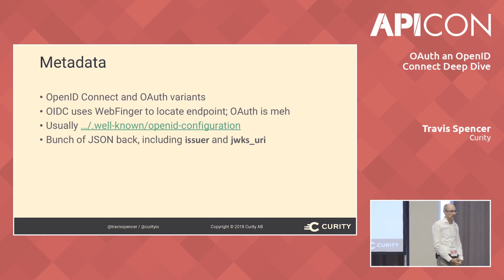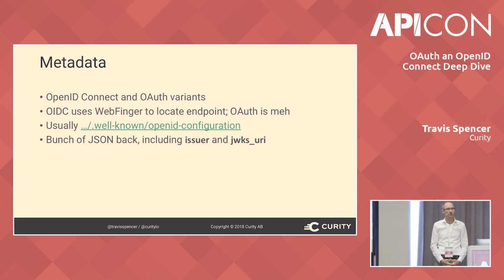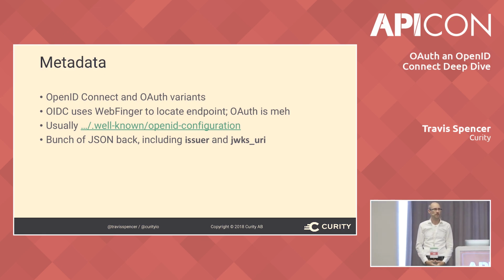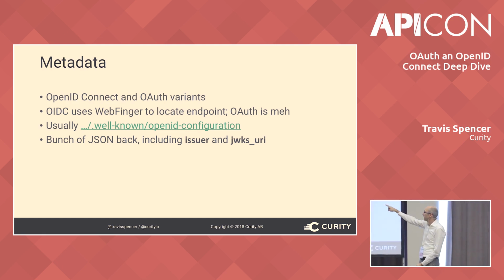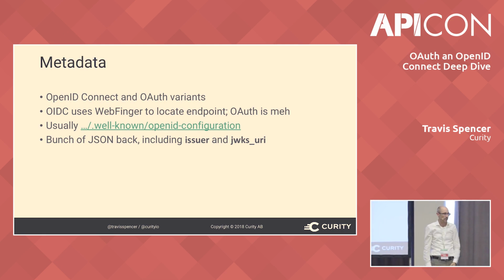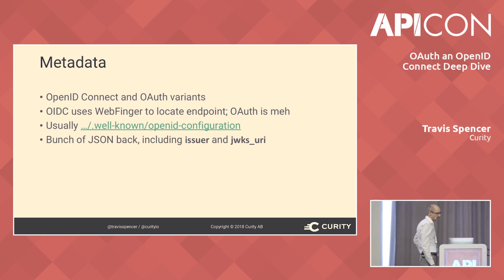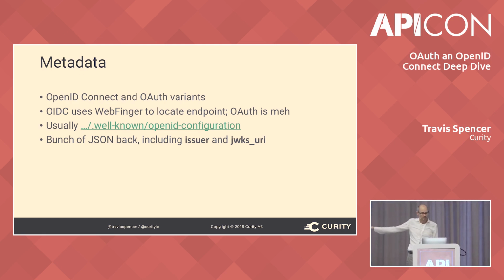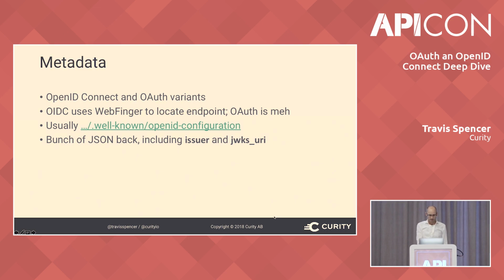But with OpenID Connect, to actually find the location, you can use WebFinger. The WebFinger location is defined to always be a well-known /webfinger. And from there, it will tell me where the URI is. But in OpenID Connect, it's always at .well-known/openid-configuration. And when I call that endpoint, I get back a bunch of JSON describing the OpenID Connect server. So let's look at that.